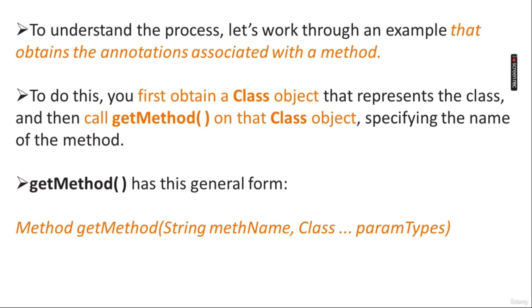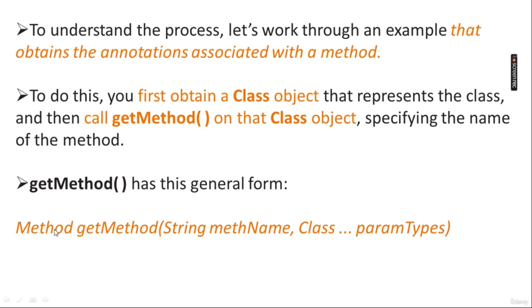To understand how we are doing this, we will see one example. First, obtain a class object that represents the class, and then call the getMethod method on that class object, specifying the name of the method. Okay. Here is the syntax: Method getMethod(String methodName, Class... parameterTypes). So you can see here we are specifying varargs that we have already learned in the previous session. Okay, varargs are nothing but a variable number of arguments. So here you can pass as many arguments as you need.